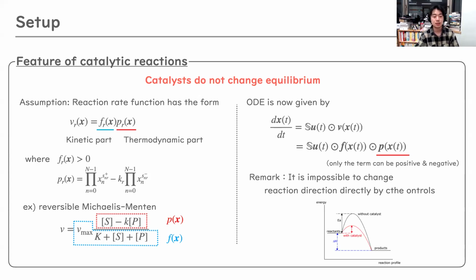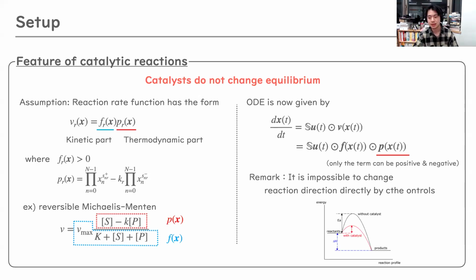And then once this decomposition is accepted, our ODE is something like this. The important point is that U is non-negative, and F is positive, and P is the only part that can take positive and negative values. And also P does not depend on U. It is a pure function of X.